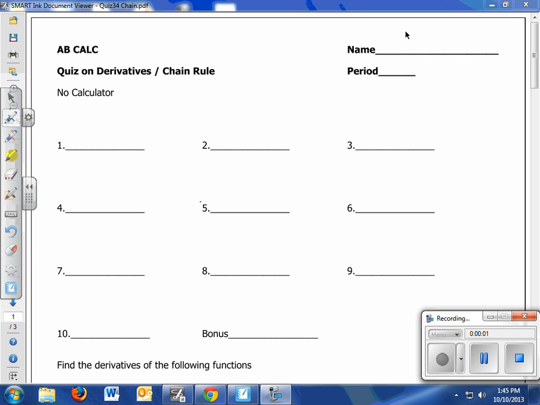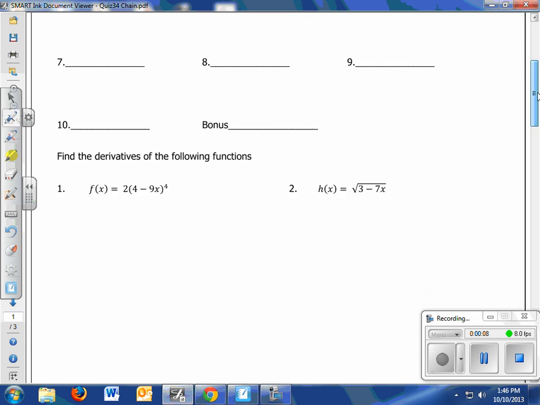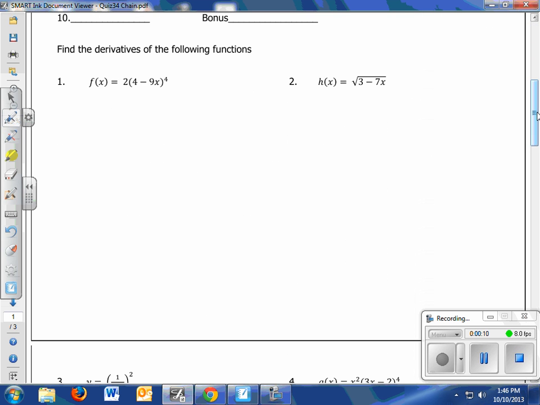This is the video of the key for the last quiz on your derivative rules, your chain rule. So I'm going to go through every one of these problems. First one, f of x is equal to 2 times 4 minus 9x to the fourth.